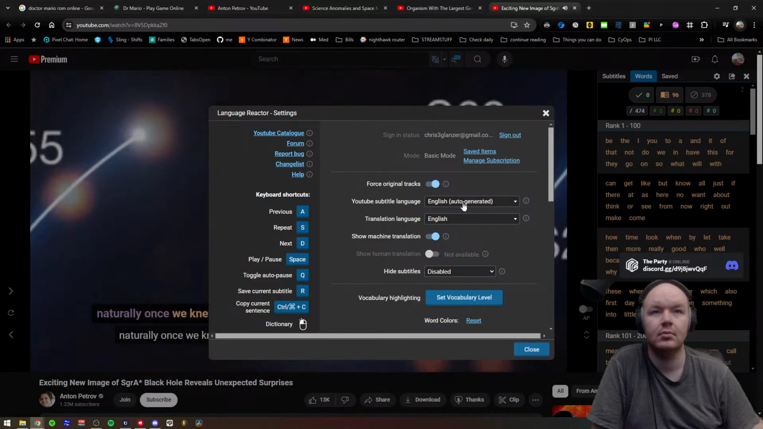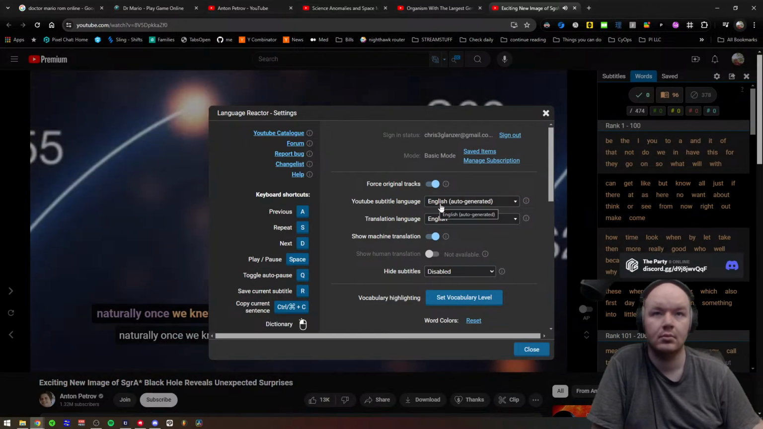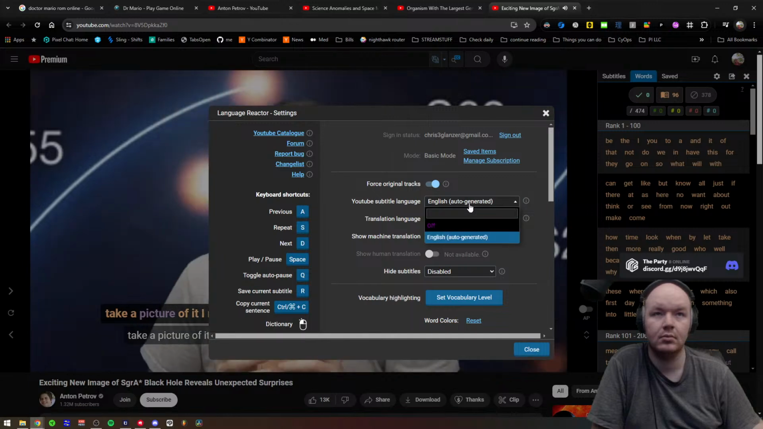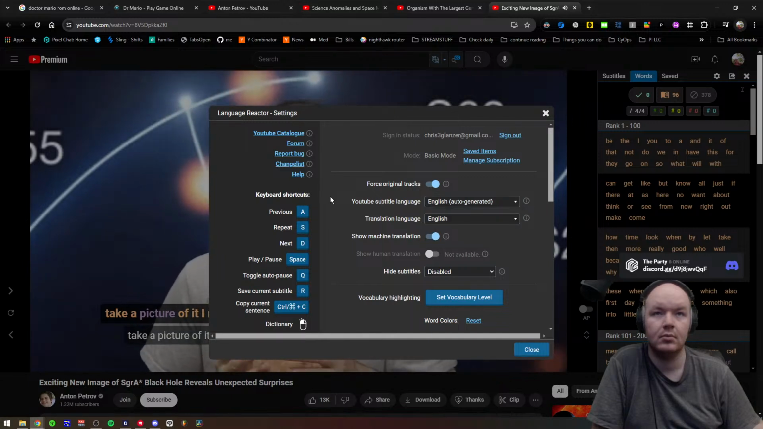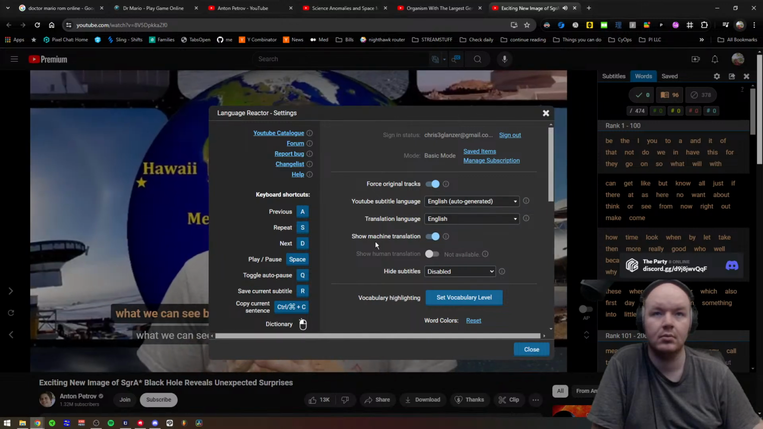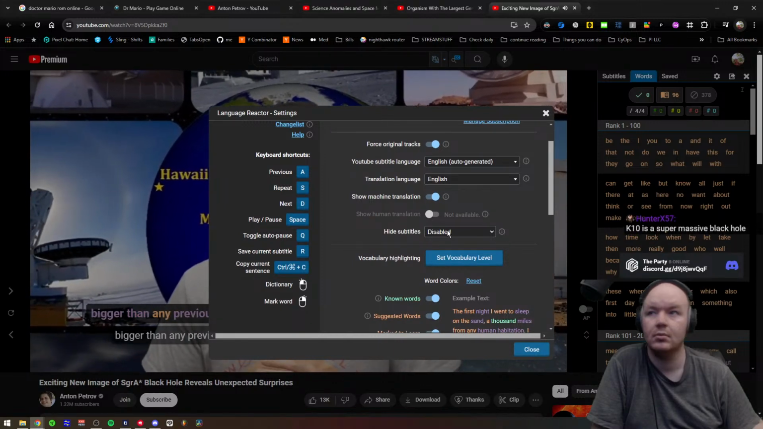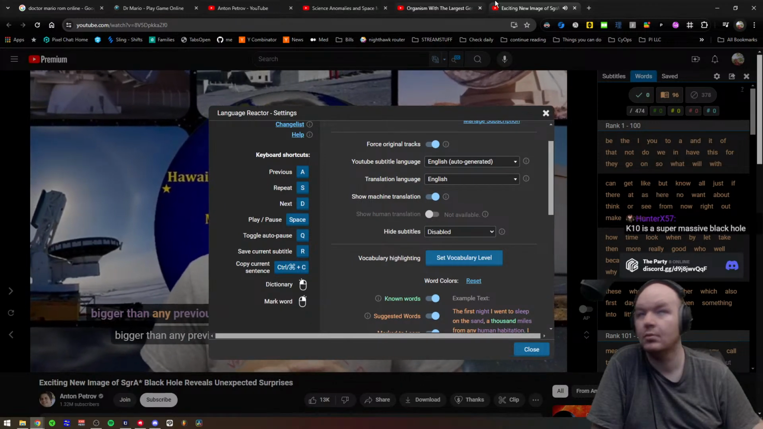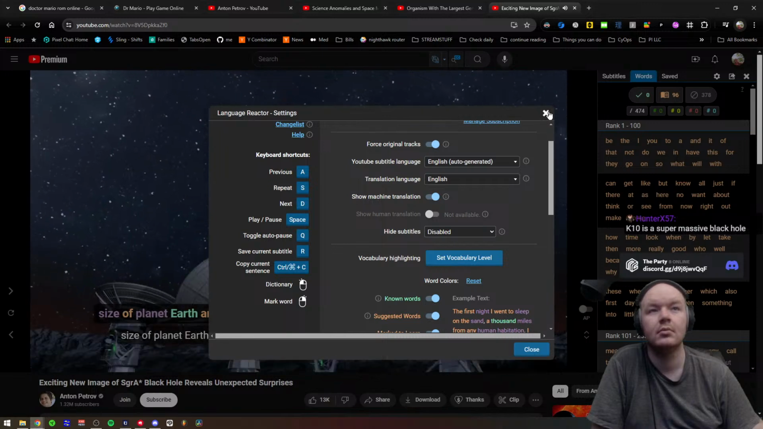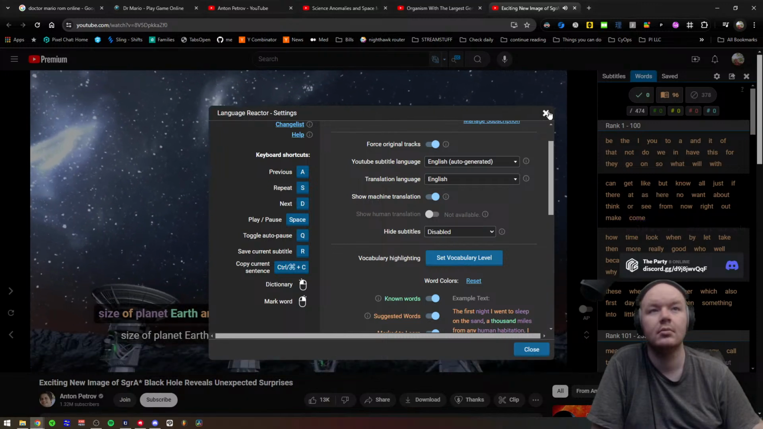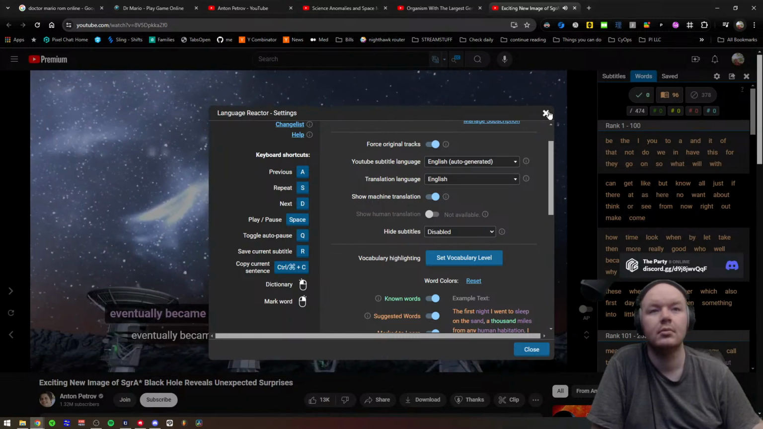And so naturally, once we knew that this is a supermassive black hole, someone had to take a picture of it. I mean, obviously to confirm that it's there, but also to see what we can see. But for that, the scientists needed something a little bit bigger than any previous telescope. They actually needed a telescope possibly the size of planet Earth. And that idea was kicking around for quite a few years and eventually became known as the Event Horizon Telescope.